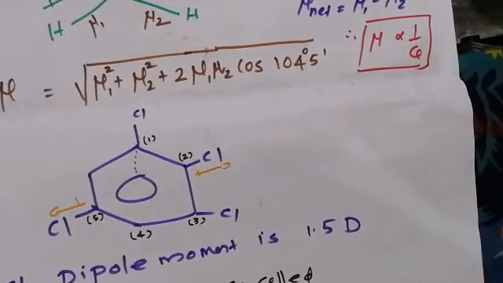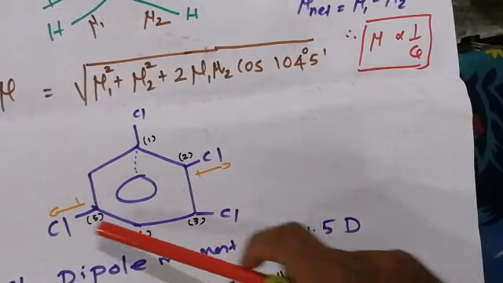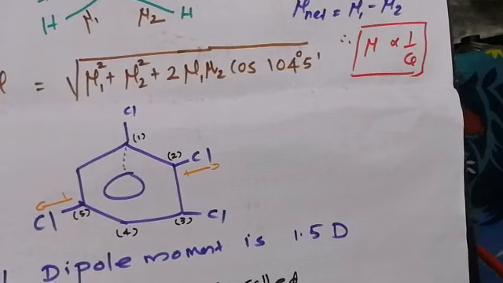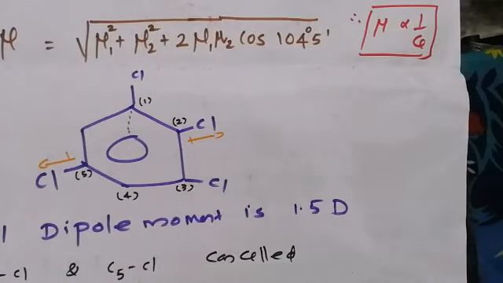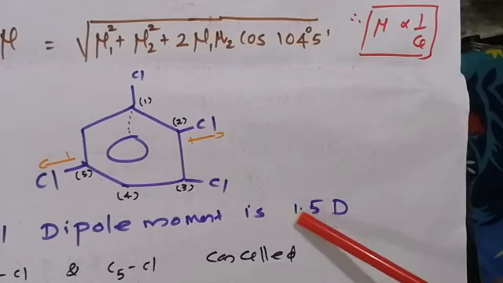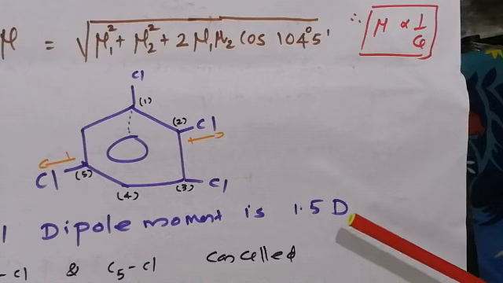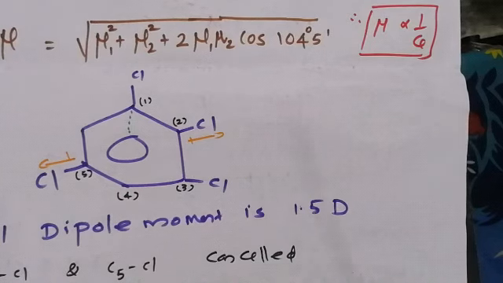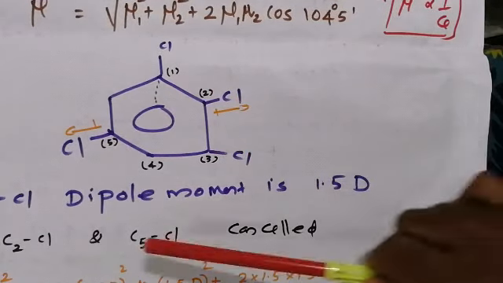It has 4 chlorine atoms, on the first, second, third and fifth carbon atoms. Suppose all C-Cl bonds are identical, and the individual C-Cl dipole moment value is 1.5 D. What is the net dipole moment? It is the sum of the dipole moments of all these bonds.